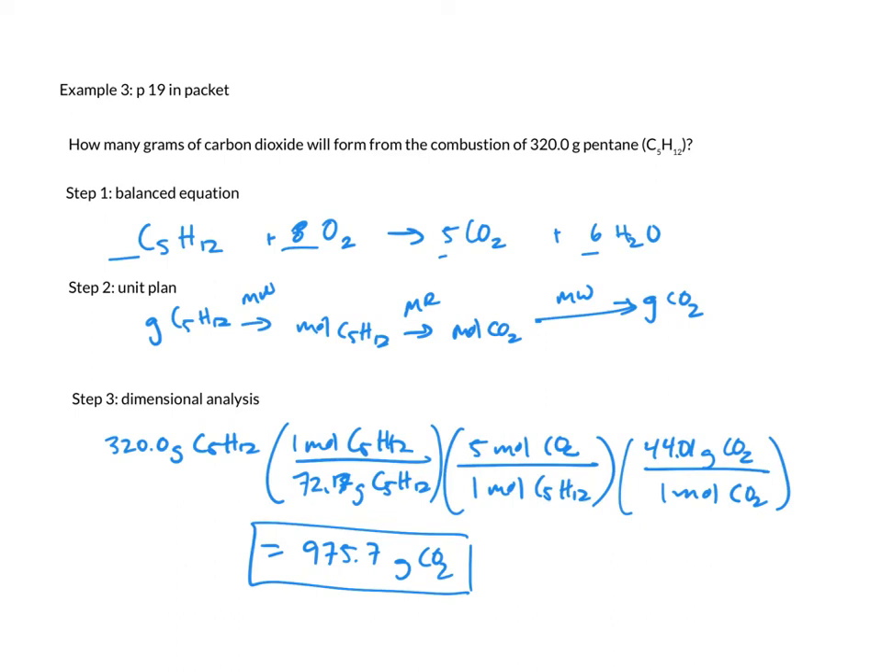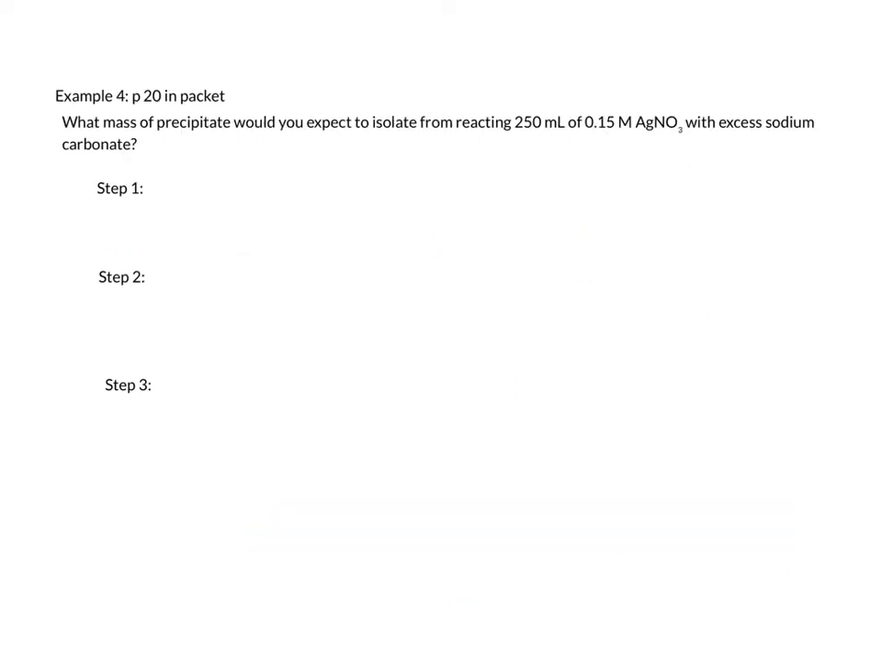Cool, right? This is just a big giant game of let's get a balanced equation, let's figure out what we need to do to make the units work, and then let's do it using dimensional analysis. Okay. One more. This is on page 20 in your packets, dealing with the units that we were talking about before with respect to molarity. So in this case, we're isolating a precipitate from reacting a solution with excess sodium carbonate. And it's the same thing. It's just a different way to get to moles.